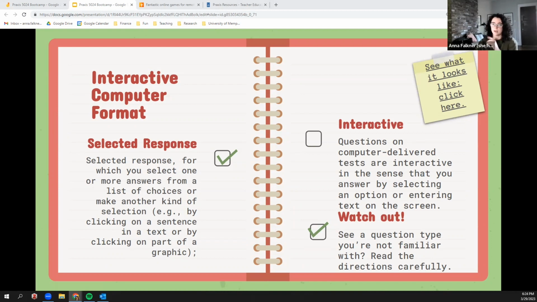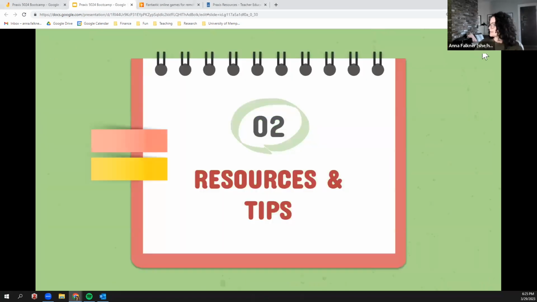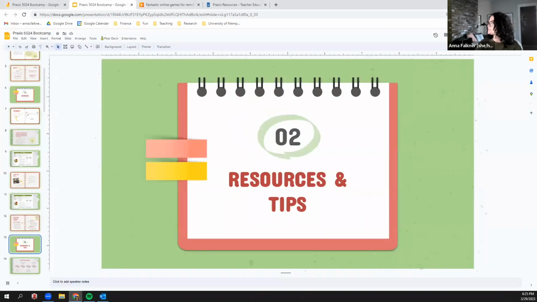anything that's underlined throughout the slides is going to be linked. Oh, it might be helpful if I actually shared the slides with you. Let me do that real quick.